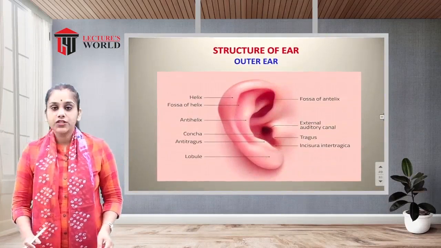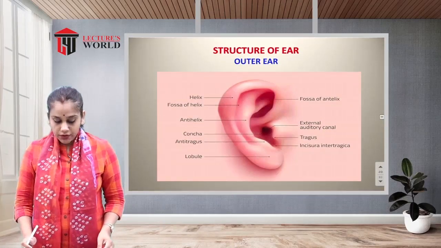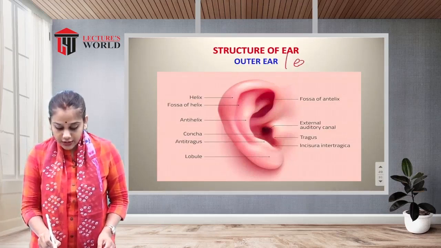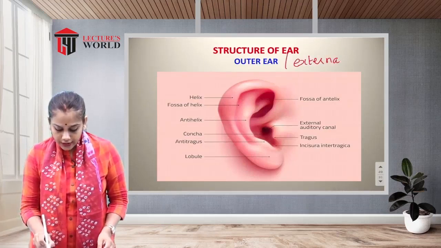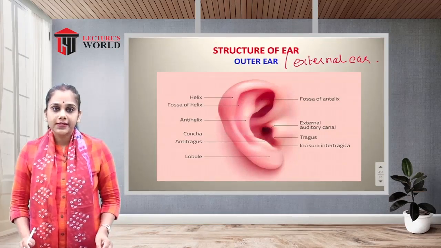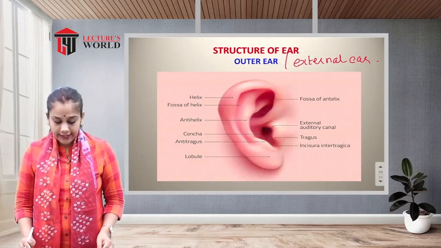So now we will see the structure of the ear. The first one is the outer ear, or we can say the external ear. First we will see the parts of the external ear that can be visible.